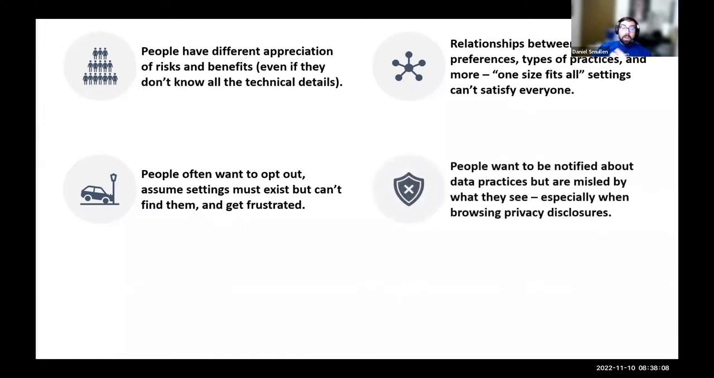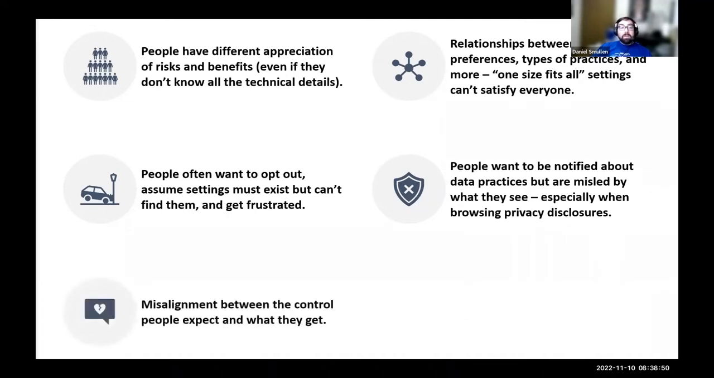The other side of that coin is that people want to be notified about what's going on. They want to be told that certain data is being collected about them or that it's being used in certain ways, but they're super easily misled by what they see, especially when they're browsing privacy disclosures, like privacy policies. Nobody reads them for a reason, right? Because we're not lawyers. We can't just read it and say, oh yes, I understand that they're collecting data types A, B, C from me and using it for this purpose, but not this one, and if I click this button, it'll change that. That's impossible for people to understand intuitively. And even the best privacy policies that exist out there, that are nice and simplified, still don't do a good enough job of fixing that problem.